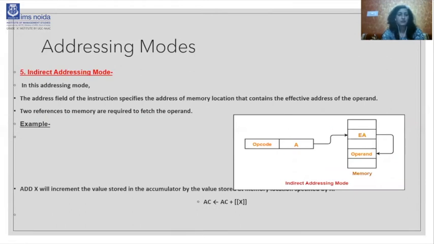Now the fifth addressing mode is the indirect addressing mode. Indirect addressing mode is basically the opposite of the direct addressing mode. What is indirect addressing mode? Indirect means the operand is not found directly, it is found indirectly.